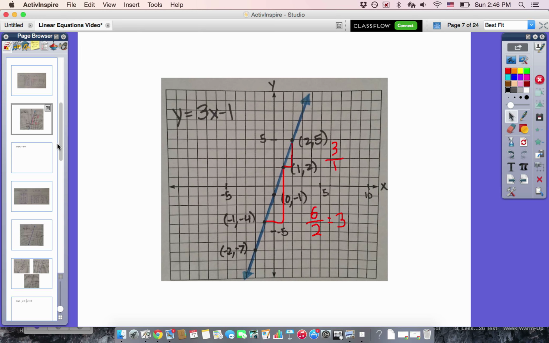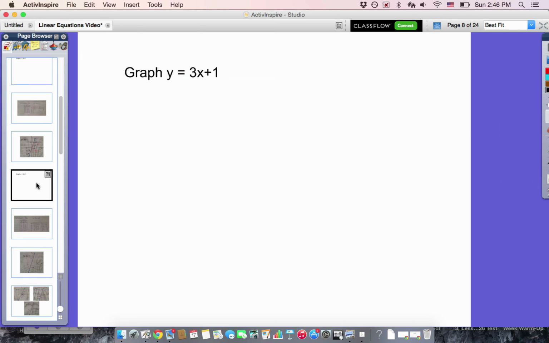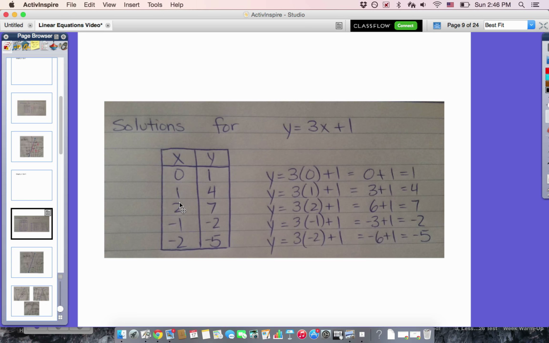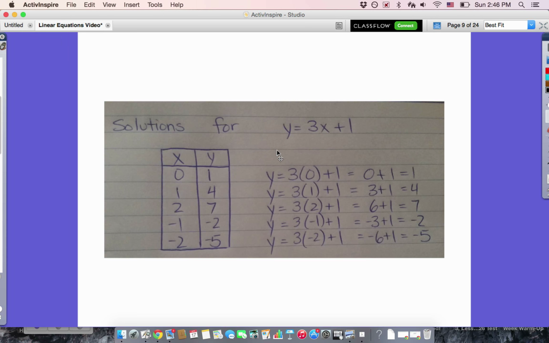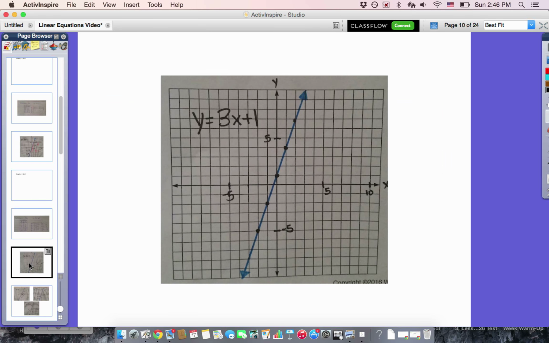Okay, now let's take a look at one more equation. We have y equals 3x plus 1. So I did the same thing. I found 5 solutions. Same thing. I just picked a few values for x, plugged it in, solved for y, and then plugged it back into this column. And then I graphed my points, and this is what I got.